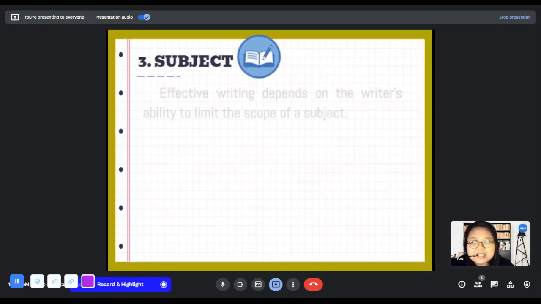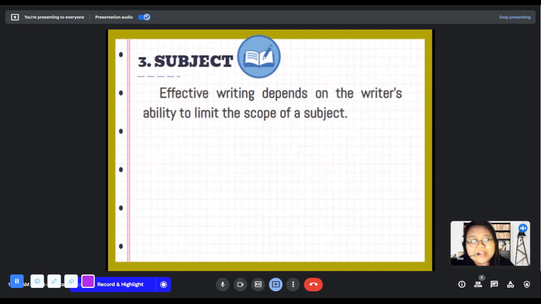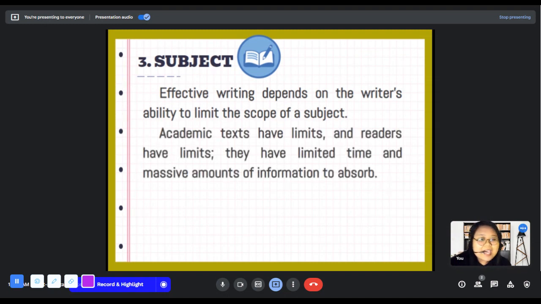Lastly, we have our subject. Effective writing depends on the writer's ability to limit the scope of the subject. It's not about how long or how many you can write, but your ability to limit what you are going to write about. Academic texts have limits. Your readers have limits also. We don't have all the time in the world. We have limited time also, and of course, the massive amounts of information to absorb. Of course, if it's information overload, how can we process? How can we remember all of this information?